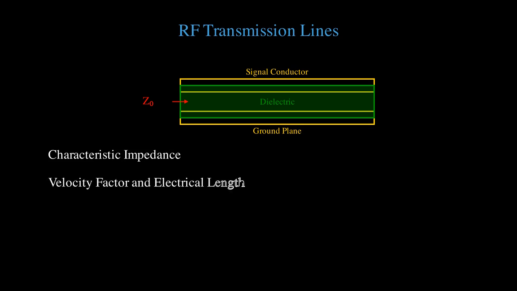Signals propagate along transmission lines at a velocity determined by the dielectric constant of the material between conductors. The velocity factor is the ratio of propagation velocity to the speed of light in vacuum. This affects the electrical length of the line, which is what matters for RF behavior.